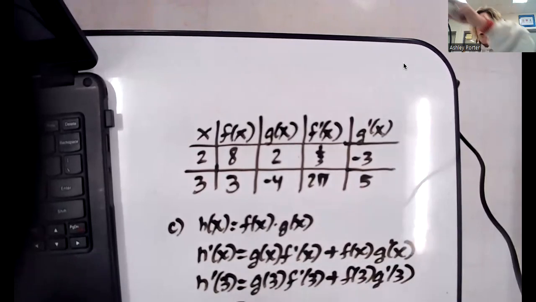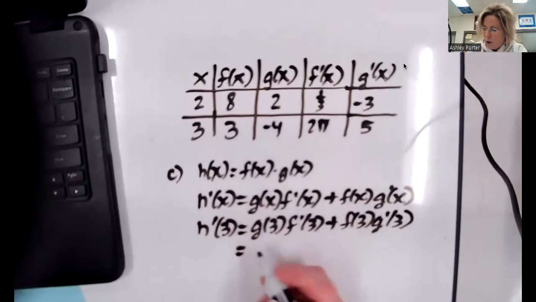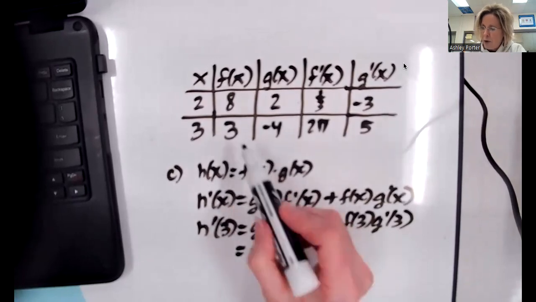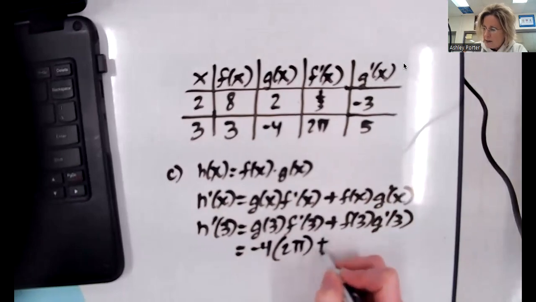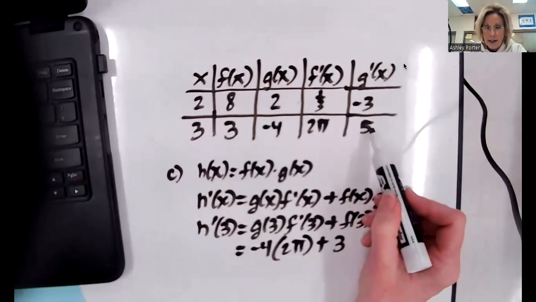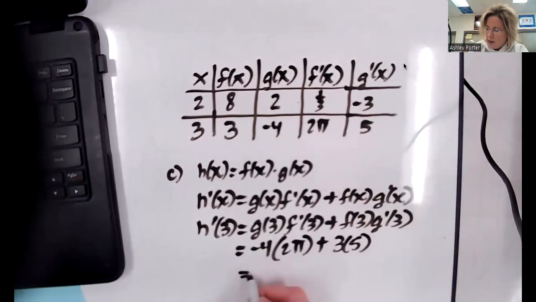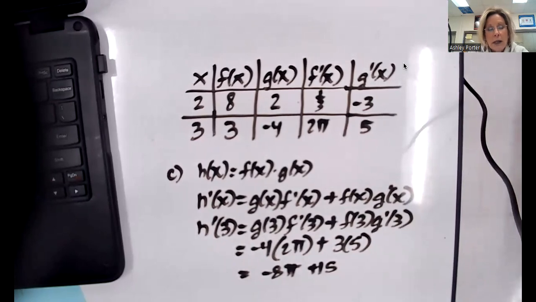All right. Pull values from the table. So g of 3 is -4. F prime of 3 is 2 pi. Plus f of 3 is 3. G prime of 3 is 5. So I'm getting -8 pi plus 15, or you could write it 15 minus 8 pi. Now, can you do similar problems on B, D, and G? Pause the video and then come back and check your answers.